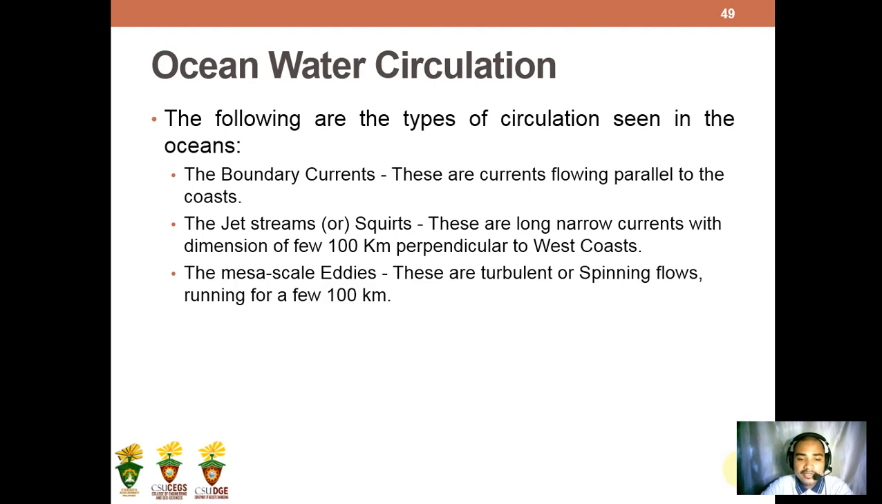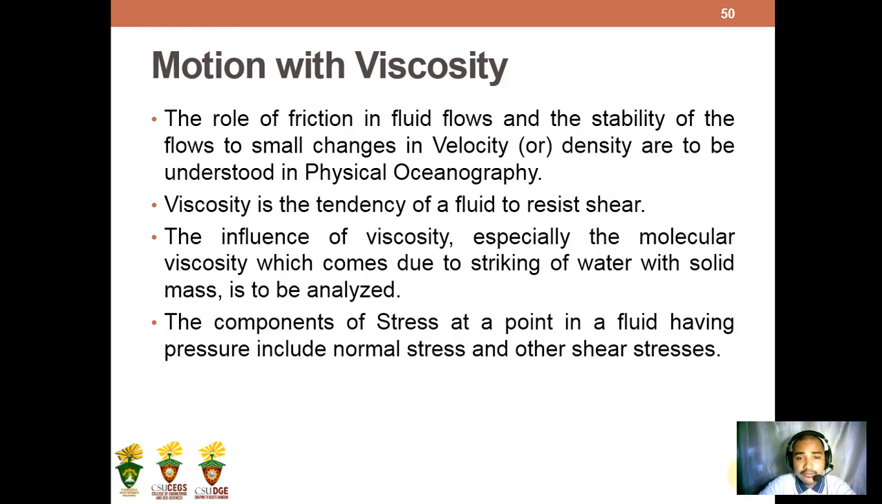Another one is the jet streams or squirts. These are long narrow currents with a dimension of a few 100 km perpendicular to the west coast. And lastly, the mesoscale eddies. These are turbulent or spinning flows running for a few 100 kilometers from the shoreline. So let's proceed to the motion with viscosity.